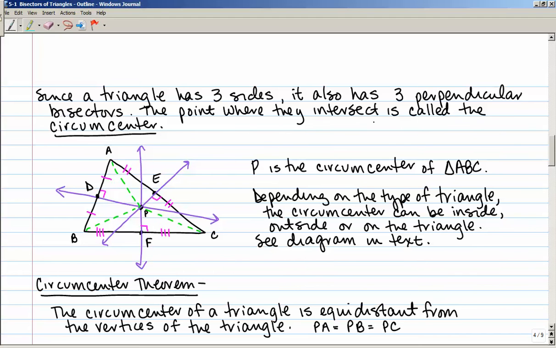So the circumcenter theorem says that the circumcenter is equidistant from the vertices of the triangle. So in other words, point P is the same distance from B as it is from A as it is from C. All of those green dashed lines are the same length.